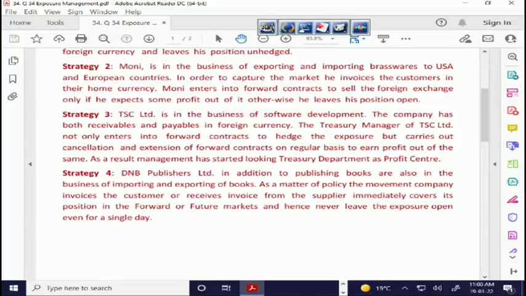And strategy 4, DNB publishers, in addition to publishing books, are also in the business of importing and exporting of books. As a matter of policy, the company invoices the customer or receives invoice from the supplier immediately, covers its position in the forward or futures market, and hence never leaves the exposure open even for a single day. Full hedging. So low risk, low reward. Okay, so that is what I explained.